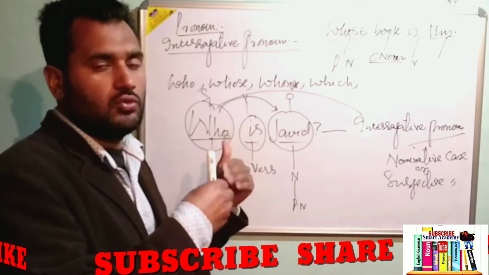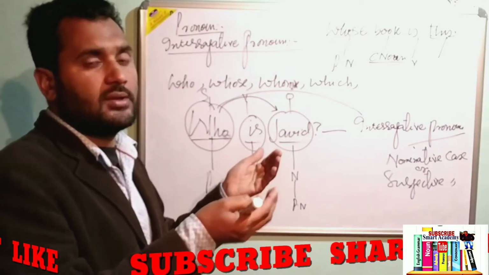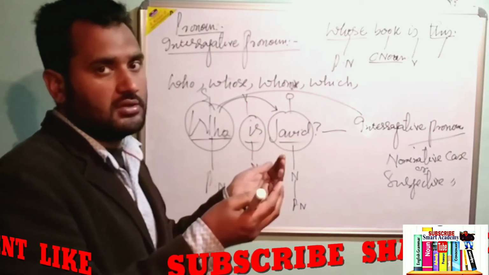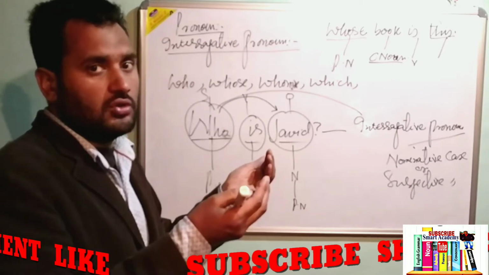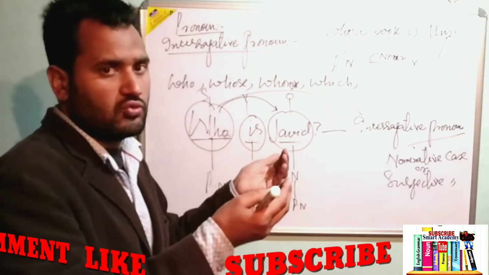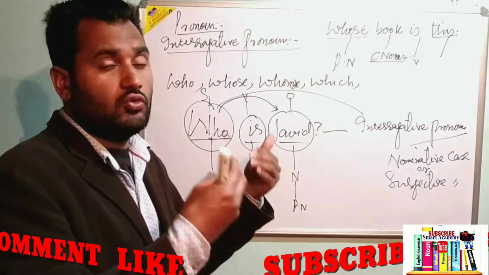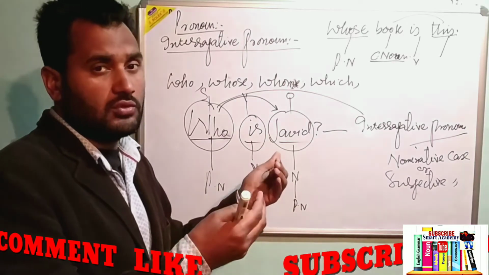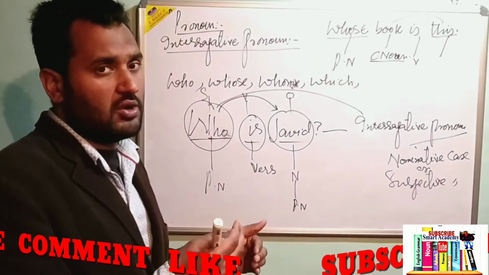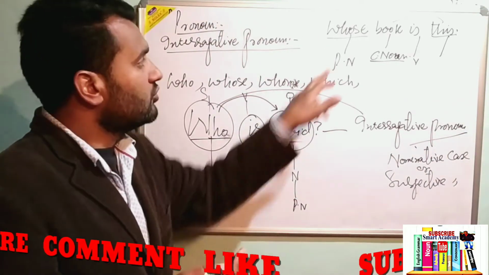Suppose we say Javed's. Instead of Javed's we say whose. This book belongs to Javed, so it is Javed's book. For Javed's we say whose. Whose book is this? This is Javed's book. For Javed's we say whose. So Javed is a noun, and for him whose will be the pronoun. You got it? So it is the pronoun.